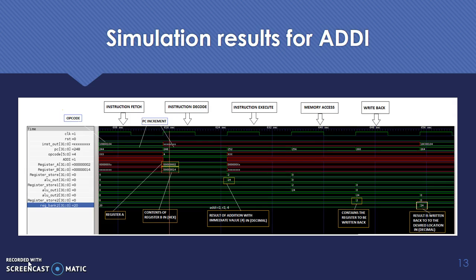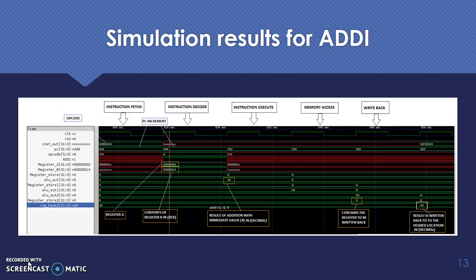Let us start with addI, that is add immediate. From the result, we can see each stage: the opcode in the first stage, which is the instruction fetch, and the PC incrementing at each stage. In decode, register A is separated out from register B, which is in hexadecimal. In the third stage, the instruction execute stage, the result of addition of the immediate value comes out to be 24 in decimal.